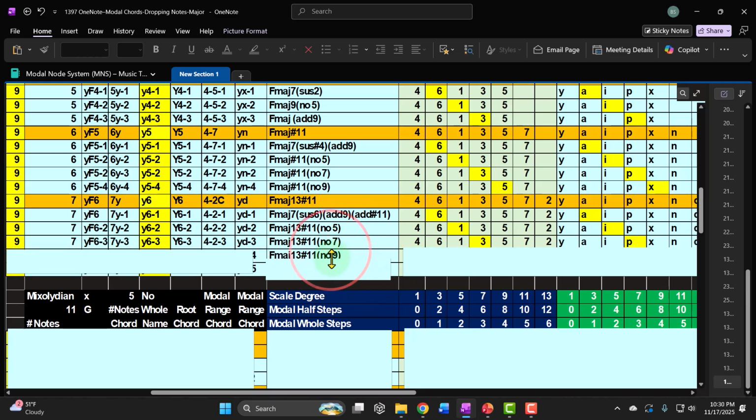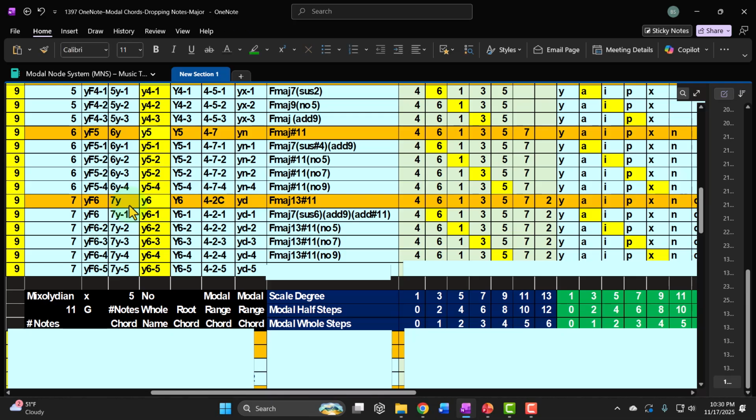And then what if I want to drop the 9? Now that we're all the way up, I can just say it's an F major 13 sharp 11, no 9. But it would still be more consistent to say it's a 7Y -4 or Y6 -4.